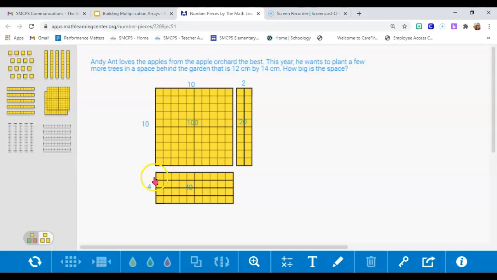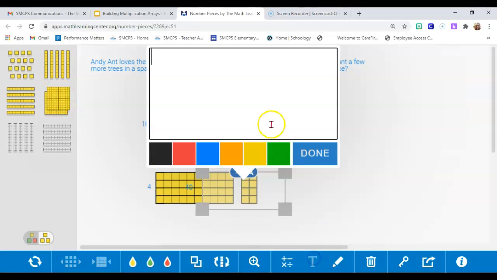And lastly, I'm going to multiply this 4 times 2. 4 times 2 equals 8. I need to use my units to make 8. So 1, 2, and I remember I can draw that. We'll just go ahead and add them since there's not that many that we have to add. 3, 4, 5, 6, 7, and 8. And that is equal to 8.